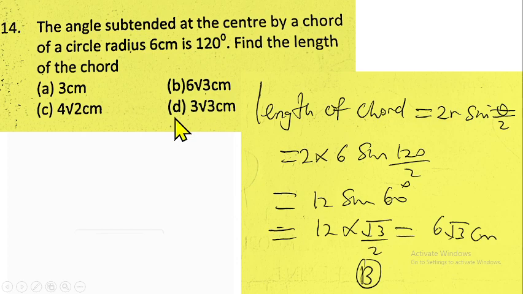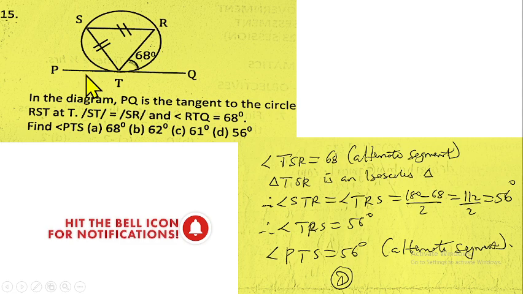Question number 15 is on circle geometry as well. In the diagram, PQ is a tangent to a circle RST at T. This is a tangent. Then side ST is equal to side SR. That's why you're having this slant line on this. And angle RTQ.